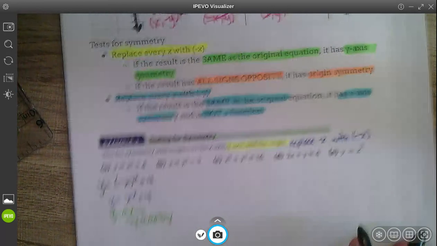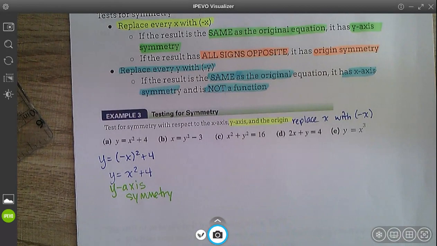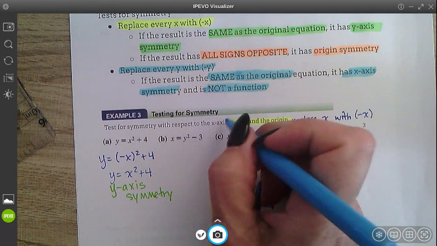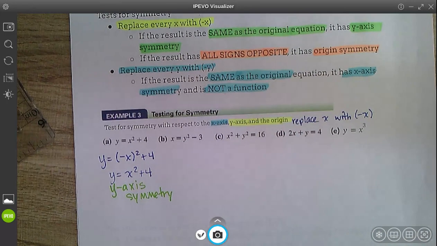To test for x-axis symmetry, what I'm going to do is replace the y with the opposite of y.